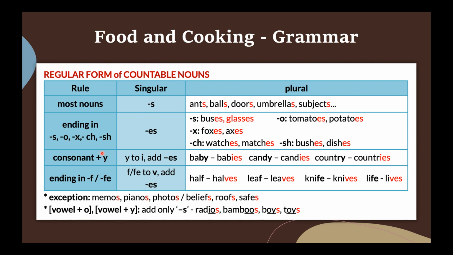이것도 y면은 consonant, 자음 플러스 y 이거 y 빼서 ies 붙이는 거죠. babies, candies, country 그쵸? 그리고 f, fe는 f 빼서 ves 붙이는 거죠. halves, leaves, knife, knives, life, lives.